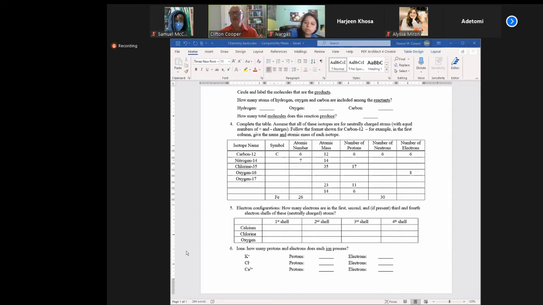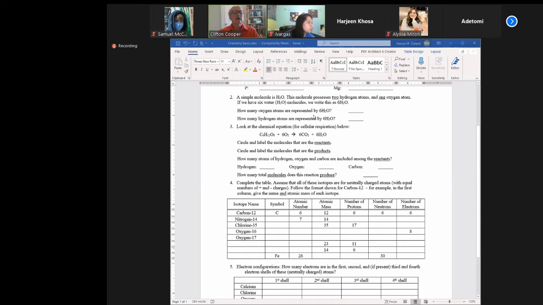Someone was starting to say something? What was the answer to the last question of number 3? How many total molecules? Okay, let's look at that again. Looking at the products, on the right side here, we have 6 of these and 6 of those.